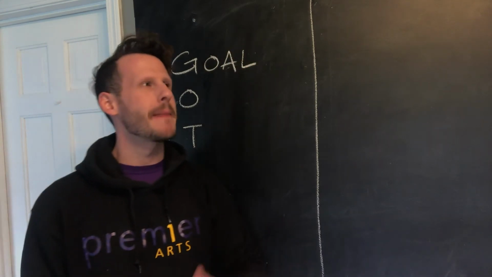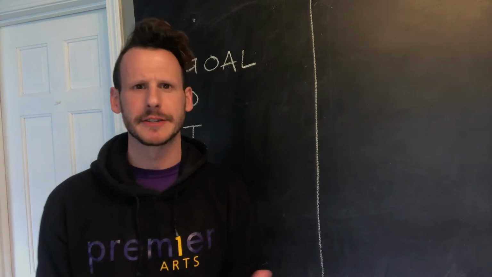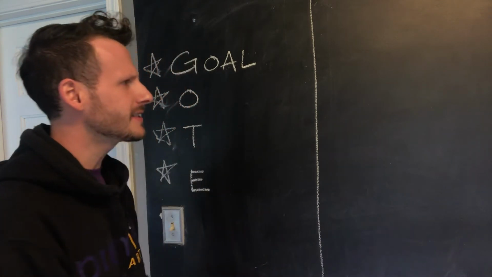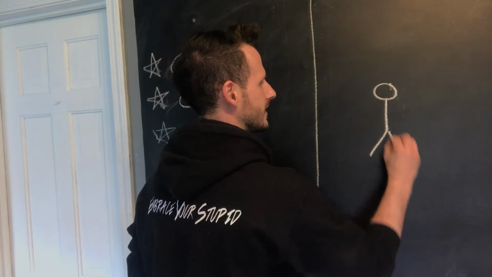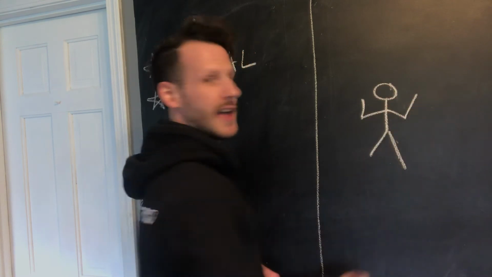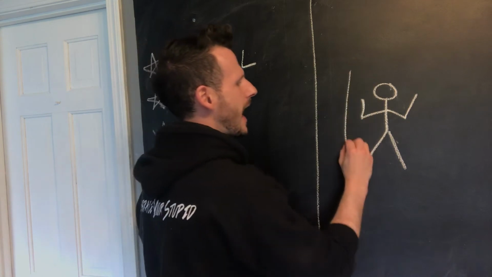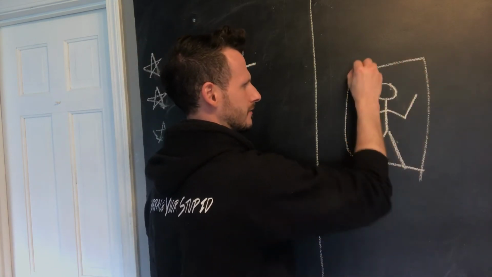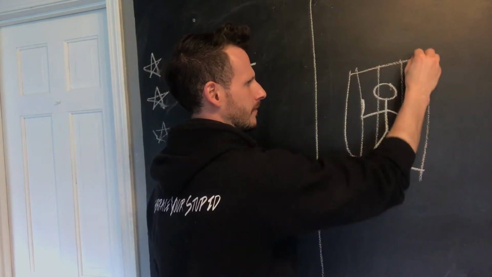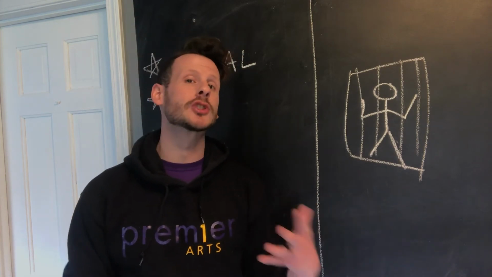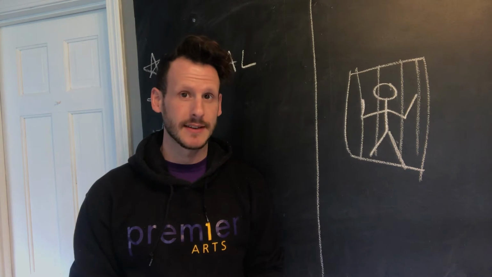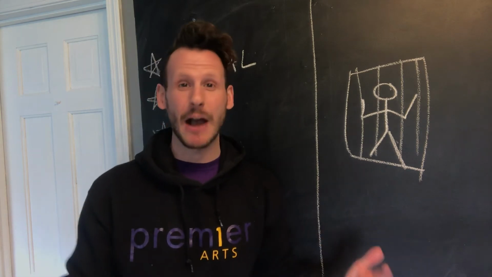Now, we're going to create an imaginary situation to help us better understand GOTE. Okay, let's say our scene involves a character. Everyone say hi. And our character is behind bars. He's in a prison. Now, if he's in a prison, what do you think his goal is that he wants? Of course, it's to get out of the prison.